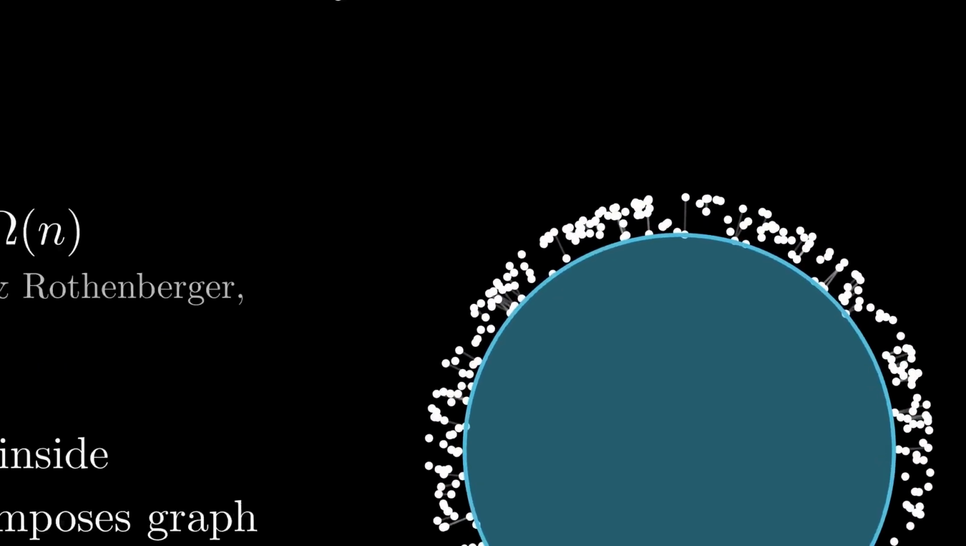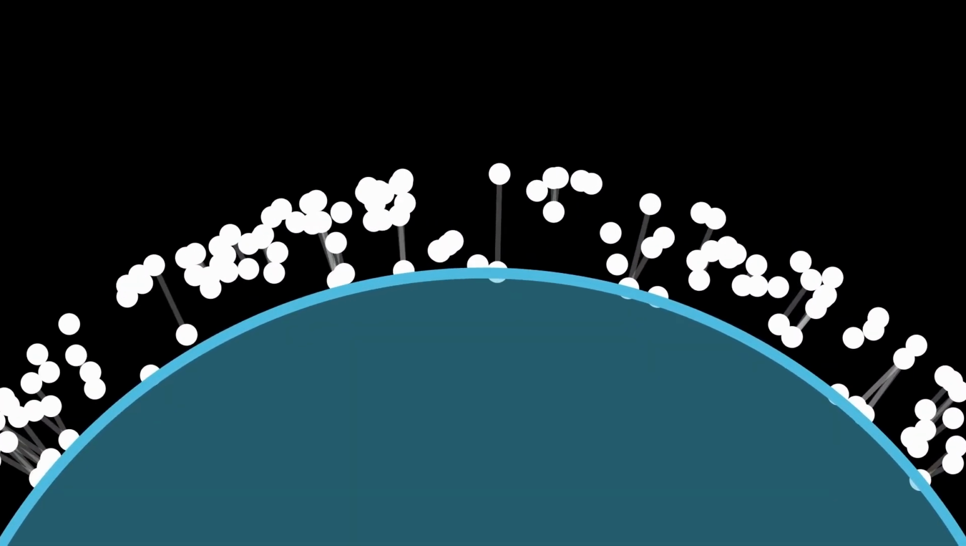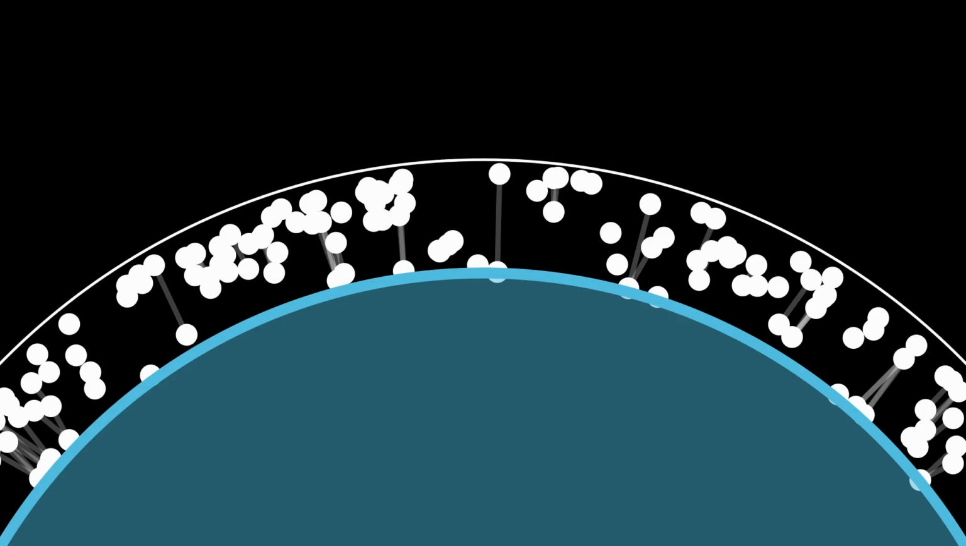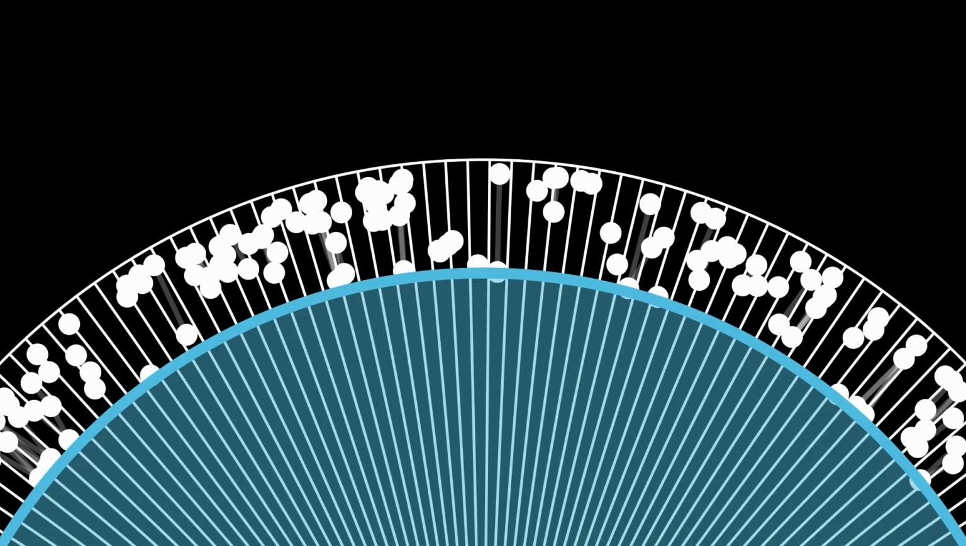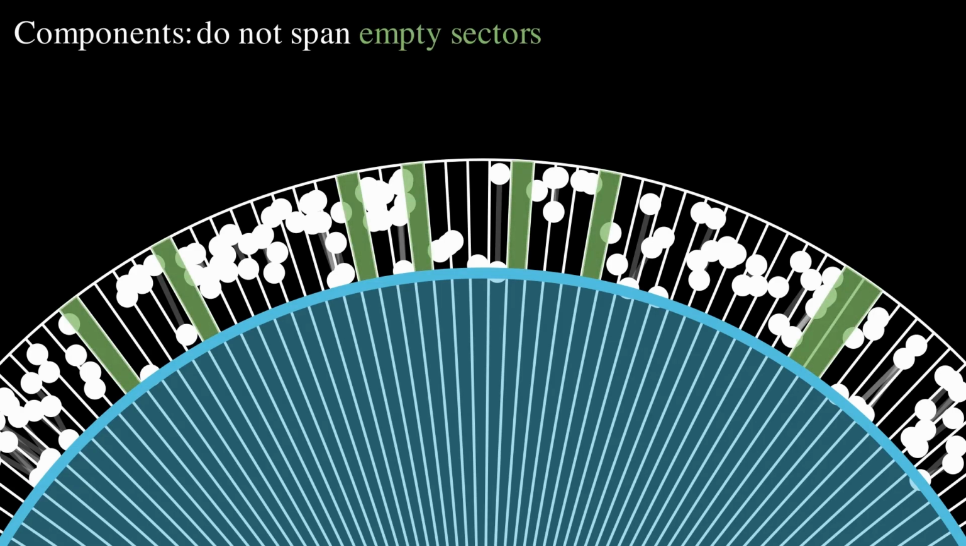So let's take a closer look. We consider the vertices within the blue region to be added to the cover greedily, which means they are also removed from the graph. And we want to show that only few vertices are contained in the remaining separated components exceeding a given size. To bound the number of those, we discretized the disk containing all vertices into thin sectors in such a way that components cannot span empty sectors.